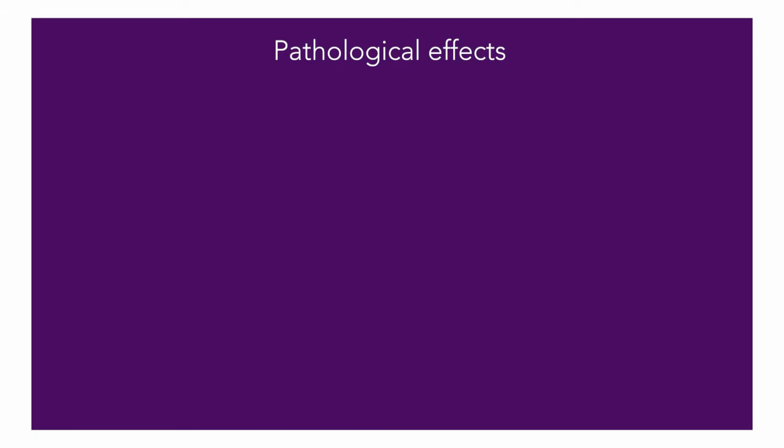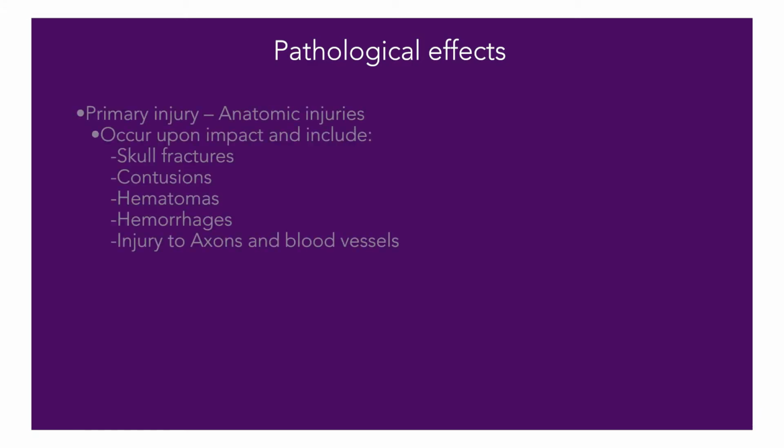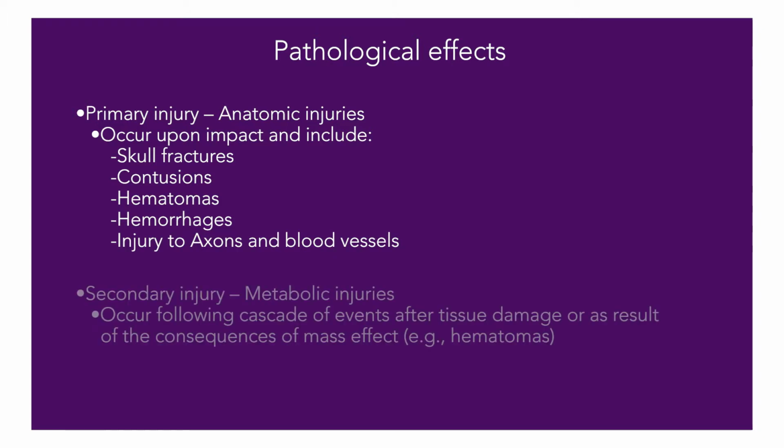The pathological effects of a traumatic brain injury are typically thought of as twofold. The primary injury, which includes anatomic injuries, that is, these injuries are occurring on impact and include things like skull fractures, contusions, hematomas, hemorrhages, and injuries to axons and blood vessels. Secondary injuries, or metabolically related injuries, occur following this cascade of events that I discussed earlier after tissue damage, or are the result of the consequence of some sort of mass effect.